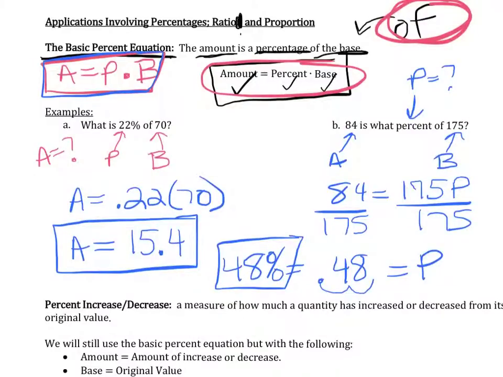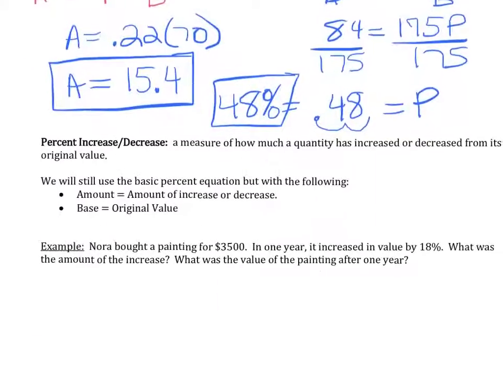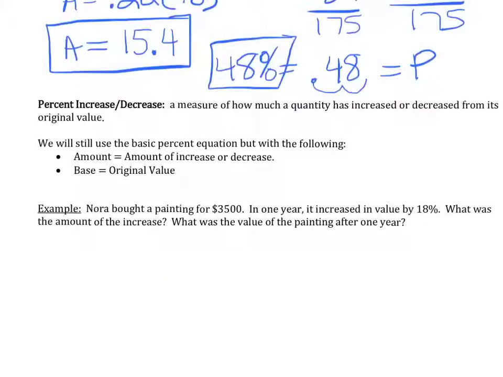Let's look at a real world problem where we actually use percents. The real world problems we're going to get to involve what we call percent increase and percent decrease. A percent increase or decrease is a measure of how much a quantity has increased or decreased from its original value. So what percentage did this thing increase or decrease? When you buy a painting, or certain things in life, sometimes if they're valuable, they will increase in value over time.